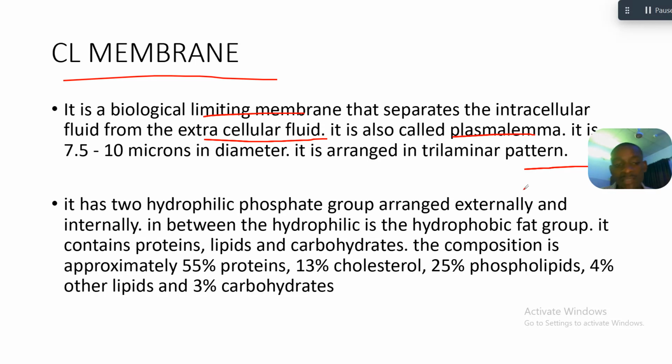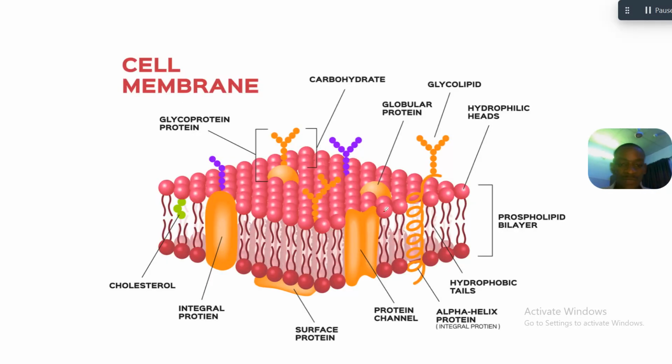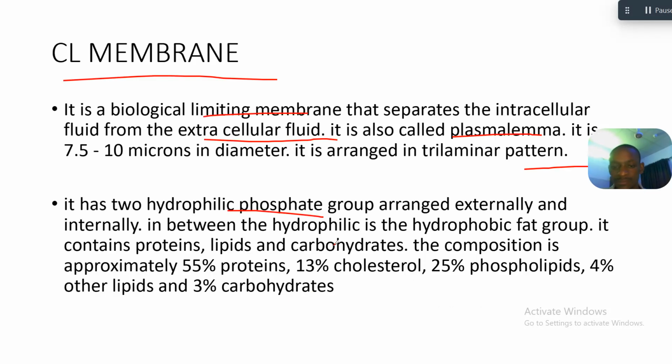Get this, guys. Now, let's talk about what I was trying to talk about. So it has two hydrophilic phosphate groups arranged externally and internally. Now, in between the hydrophilic is the hydrophobic part. From this image, you get to see these structures. You see that outside is like the head. Now, the head is what? Hydrophilic. Now, the middle of this is the tails. Now, these tails are what? Hydrophobic. I would say that in between the hydrophilic is a hydrophobic fat group.